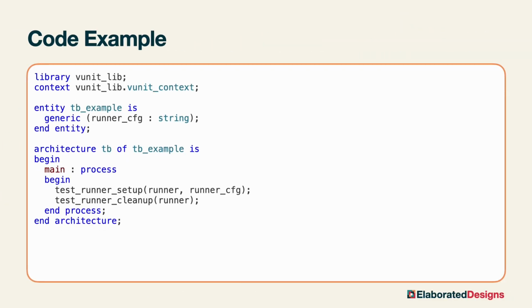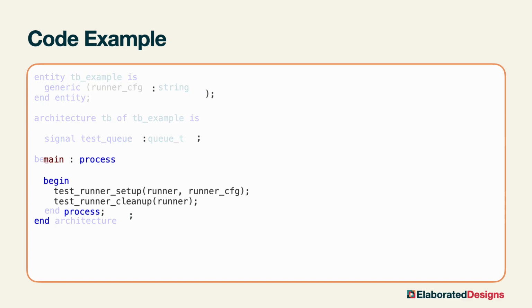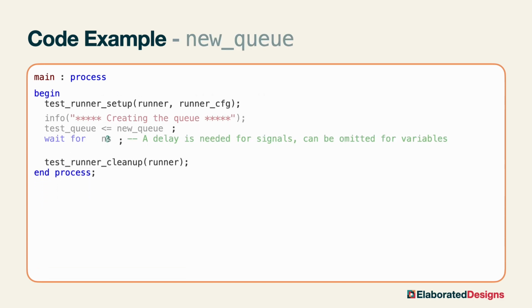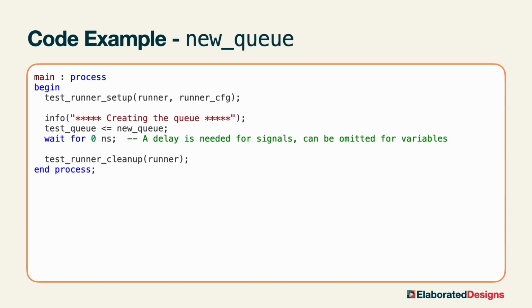We start by setting up a minimal VUnit test bench. Then we add our queue signal. We also declare several variables in our main process to exchange data with the queue API. The new queue function creates the queue object that we will use. We must call this function before performing any other operations on the queue.